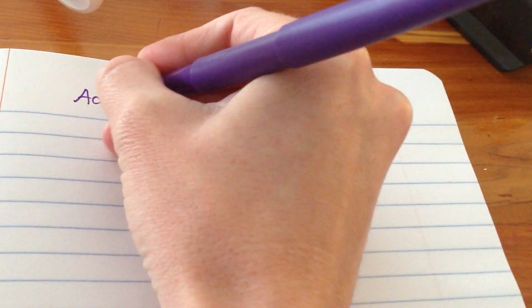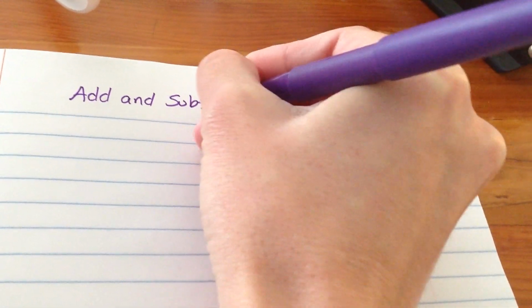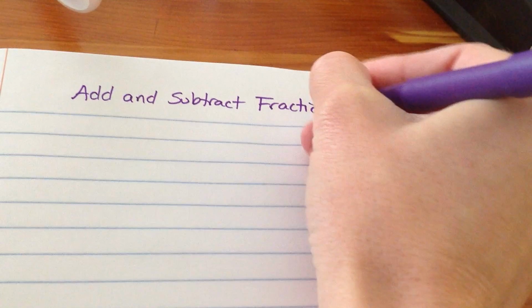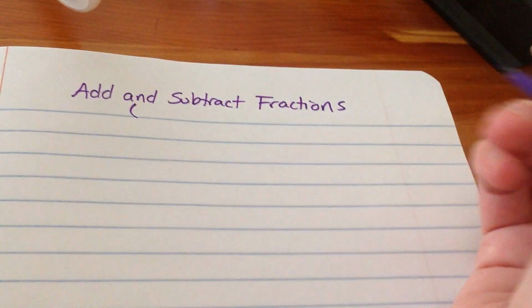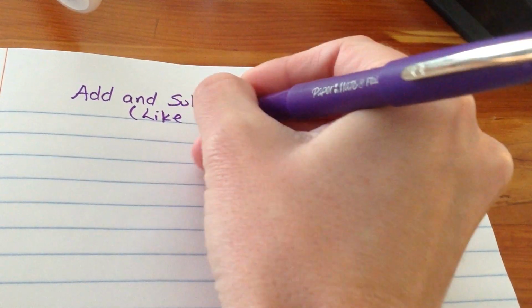Hi, sixth graders. Today's notes are going to be on adding and subtracting fractions with like denominators. So I'm just going to say add and subtract fractions. And underneath that in parentheses, I'm going to say like denominators.